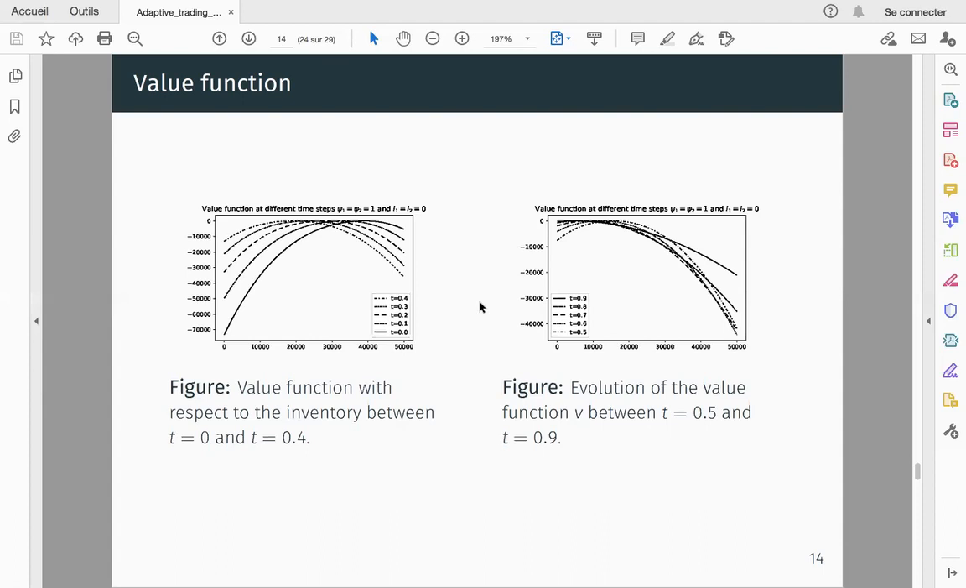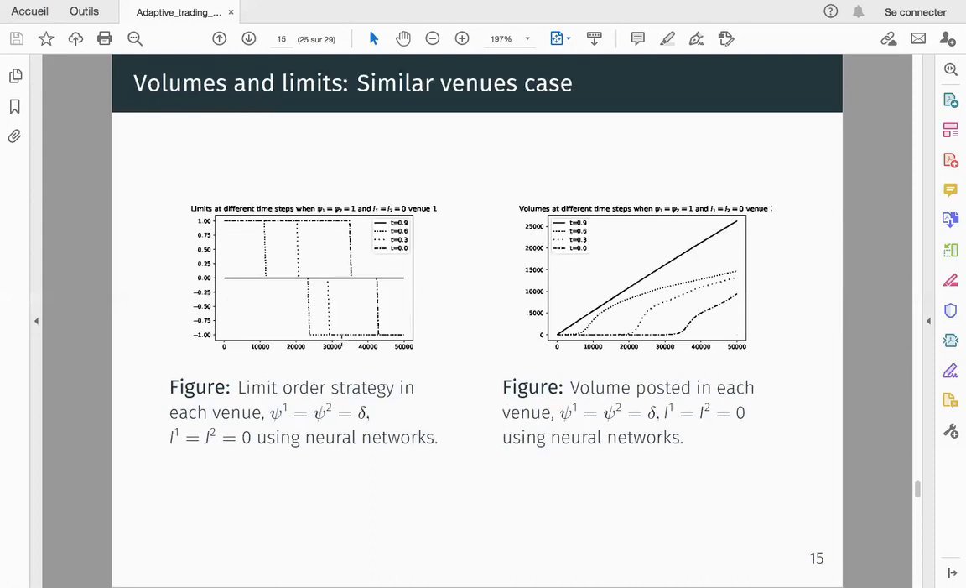On this slide, it is fairly simple and easy to see that at time t equals 0, the maximum of the value function is about q equals 40k, and as time increases, the maximum shifts to a lower inventory. So it corresponds basically to the inventory target of the trader at each time.